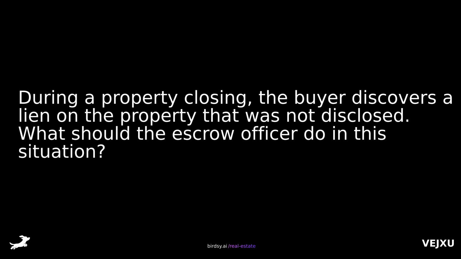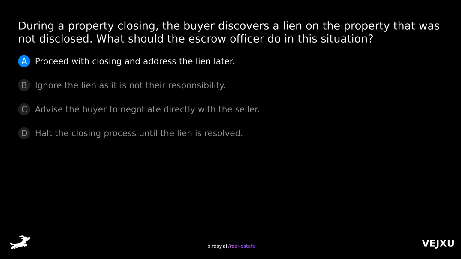During a property closing, the buyer discovers a lien on the property that was not disclosed. What should the escrow officer do in this situation? Is it A, proceed with closing and address the lien later, B, ignore the lien as it is not their responsibility, C, advise the buyer to negotiate directly with the seller, or D, halt the closing process until the lien is resolved?